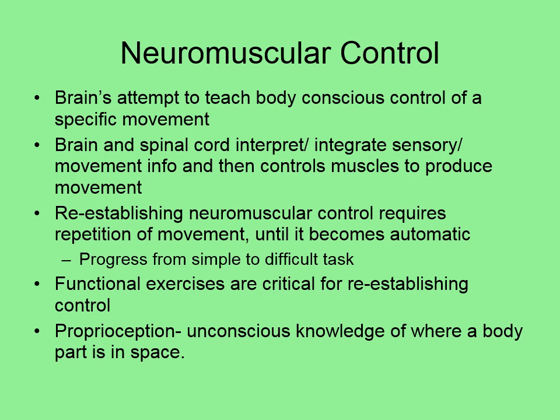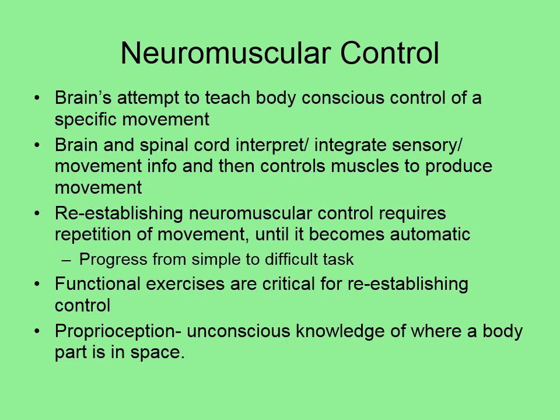One important concept with neuromuscular control is called proprioception. That's our unconscious knowledge of where a body part is in space. So if you close your eyes and you reach back behind your head, you can have a pretty good idea of how far you are away from your head, right? So if you're going to try to reach and pat yourself on the back with your eyes closed, you can do that because you know where your body parts are in space.